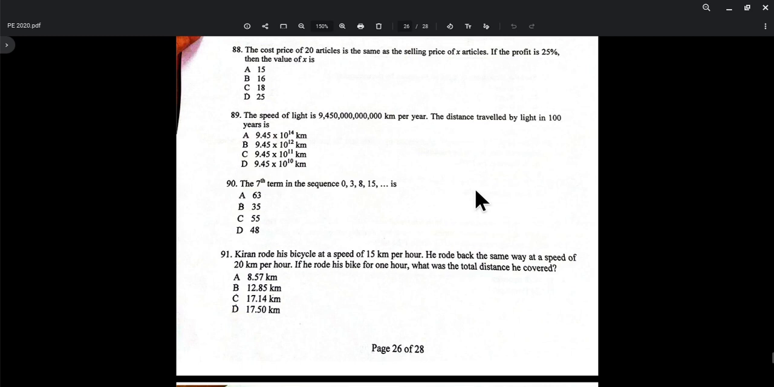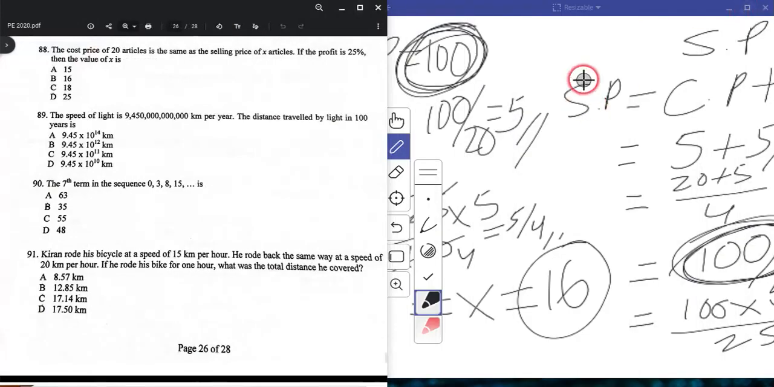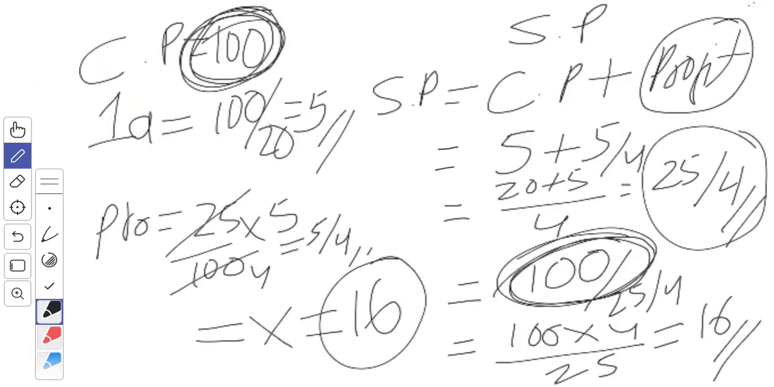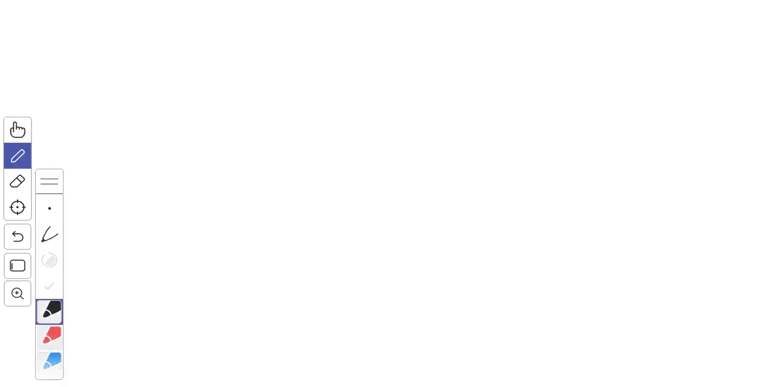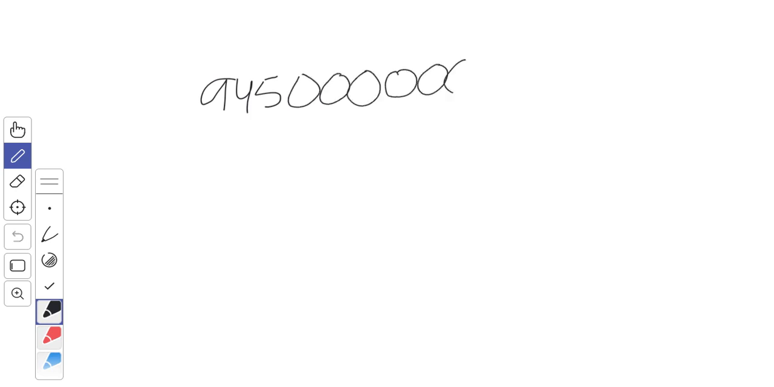You can either do it with a calculator, or we can do it methodologically, as I will be showing it. So the question is, the speed of light is 9, 4, 5 and 10 zeros, 1, 2, 3, 4, 5, 6, 7, 8, 9, 10 zeros, kilometers per year. Now we need to convert this into scientific notation.